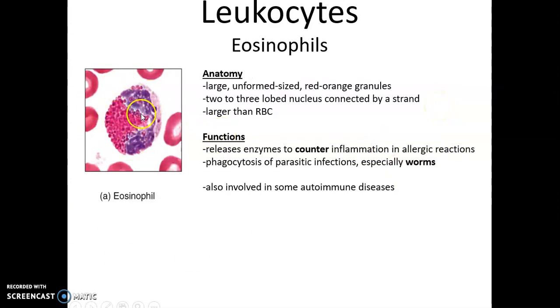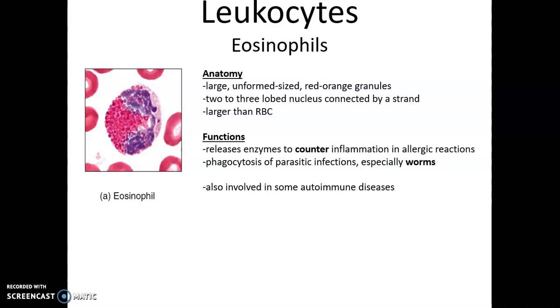Then we have the eosinophils. They're a type of leukocyte with these large red-orange granules found throughout their cytoplasm. They have a 2 to 3 lobed nucleus, usually connected by strands, so it's technically one continuous structure. They are larger than red blood cells, larger than erythrocytes. The function of eosinophils is to release enzymes to counter inflammation, including in allergic reactions.